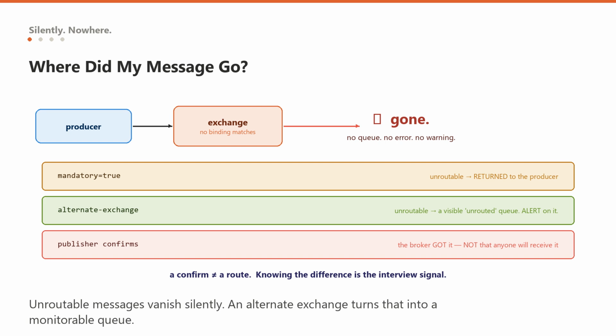Third, less a fix than a discipline. Publisher confirms. Confirms tell you the broker accepted your message, but be careful, because a confirm does not mean it was routed. An unroutable message on a broker with no mandatory flag will be confirmed and dropped. Confirms guarantee the broker got it, not that anyone will. Those two things are different, and knowing the difference is a very good interview signal.